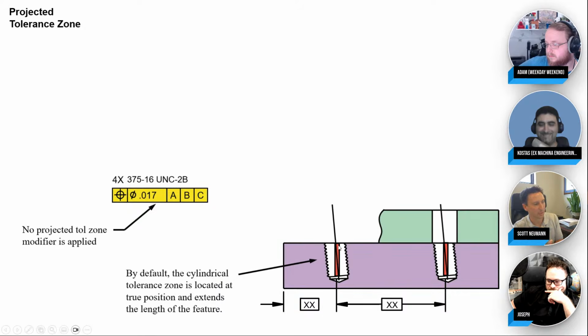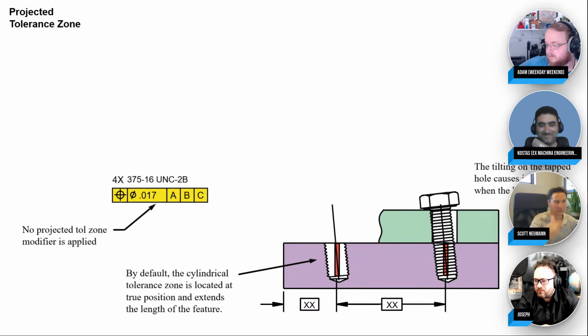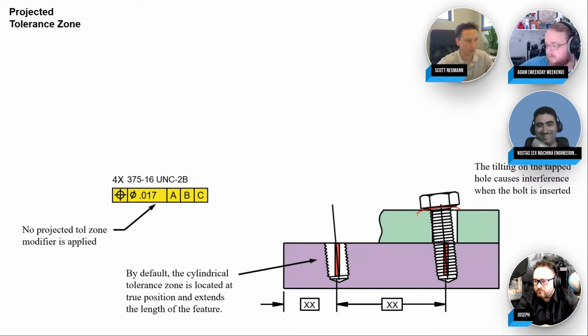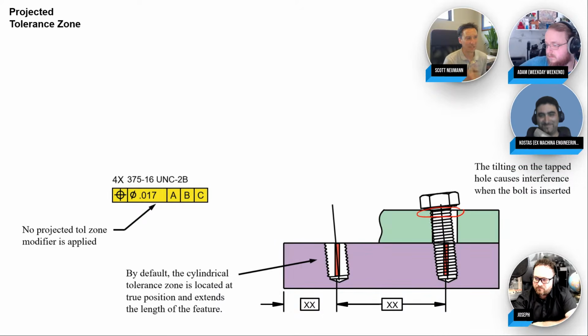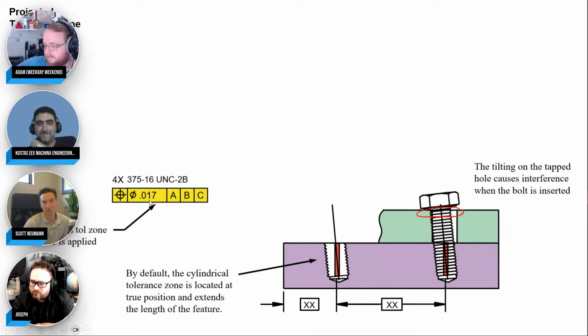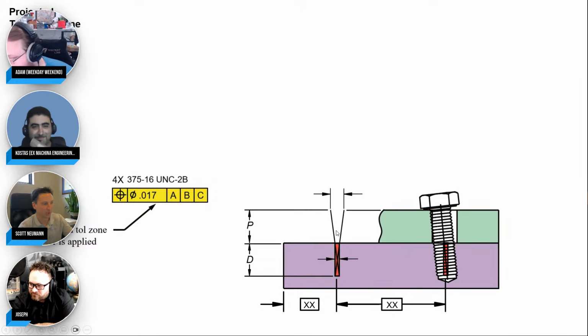It's within the position tolerance. But look what happens when you put a bolt in there. The bolt is going to want to take off in that direction, and it's going to cause what we call projection error. Because the axis of the bolt sticking out will be way further off than what you originally spec'd out with your cylindrical tolerance zone of 17. So yeah, that's what we call the projection error.